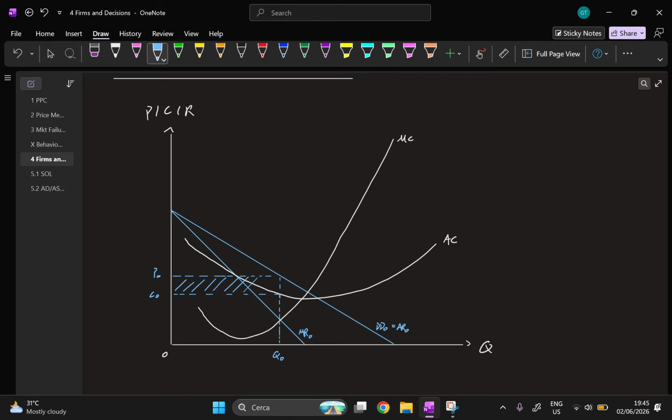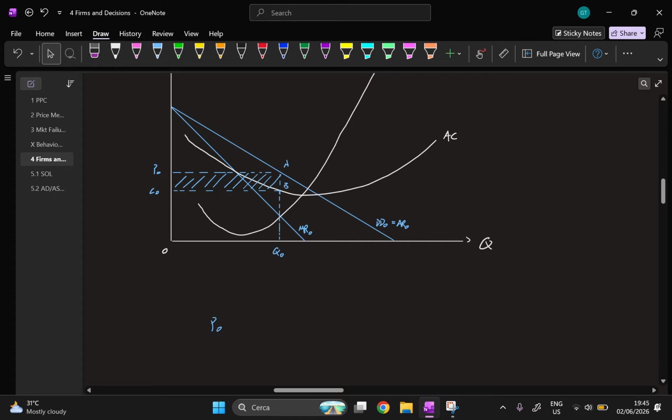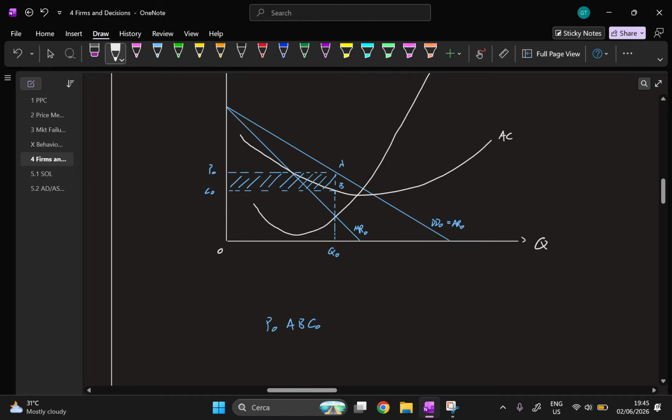How I like to label it, right? Because I don't like to do so much shading in exams, I will label this point A and this point B. So my initial profit is going to be P naught A B C naught. Okay? So my profit initially is going to be at P naught A B C naught.